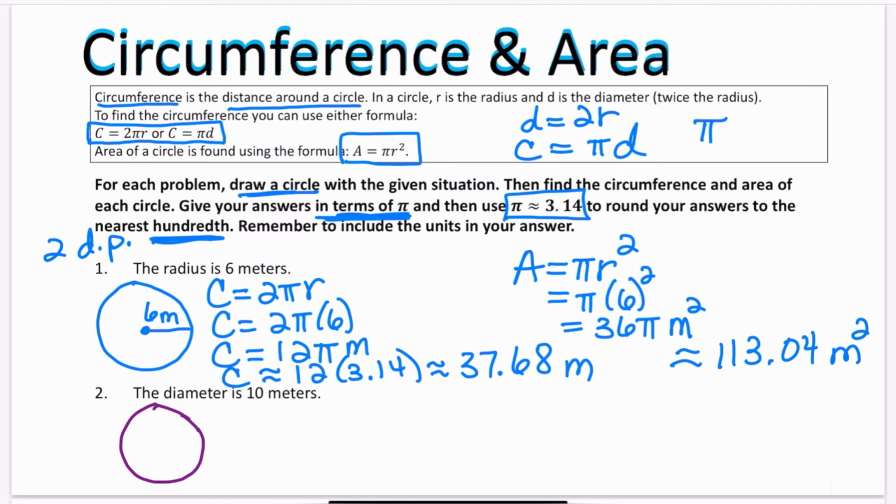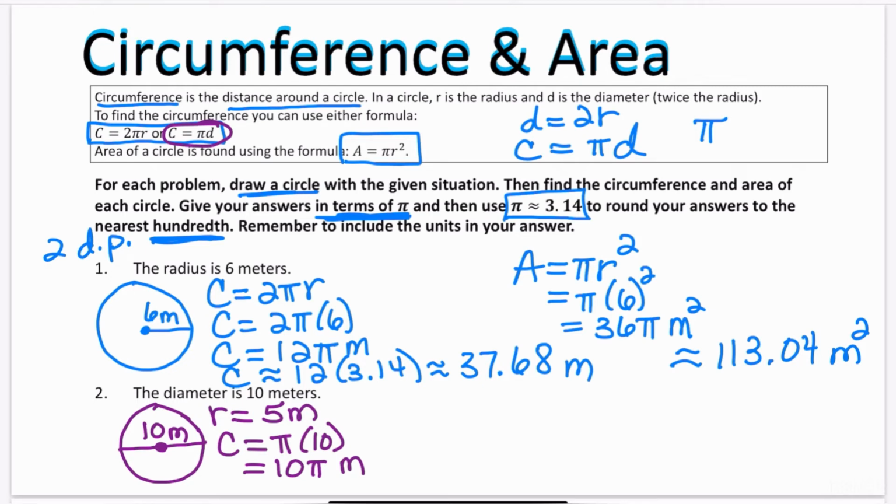This time the diameter is going to be 10 meters. The diameter is twice the radius, therefore the radius is going to be half of the diameter. The radius is 5 meters. When I go to find the circumference, I can go ahead and use the formula pi times diameter since I know what the diameter is. So here pi times the diameter is 10. My answer is just 10 pi meters.